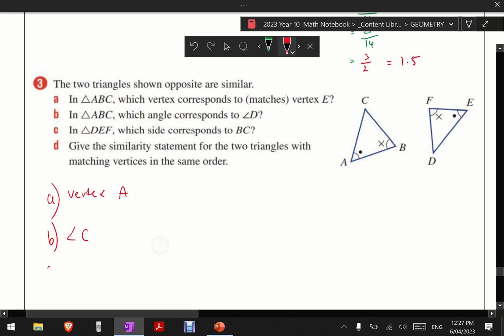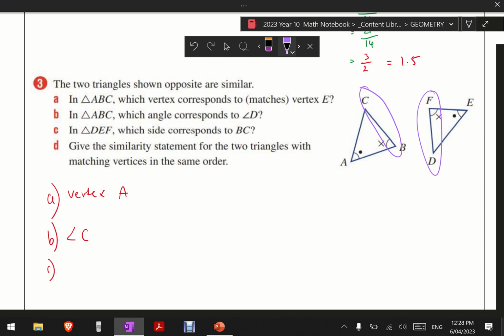Okay, in triangle DEF, I don't quite agree with the labeling of this. It should be EFD, but that's okay. Which side corresponds to BC? All right, so if you have BC in this triangle, which is this, which side corresponds to it in that triangle? So you look at BC, you've got that angle, and it goes up to the angle where there's nothing there. That would mean that it should be FD on the other triangle. So we would write here FD.